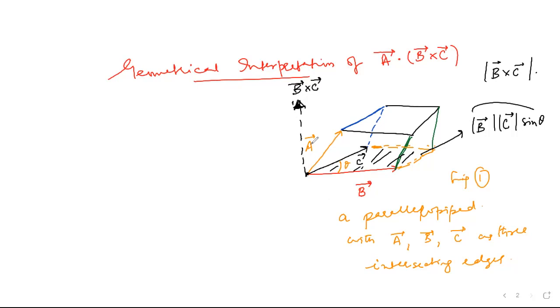Let the angle between A and B cross C vector be phi. So this is B cross C, the area of the base is the magnitude of B cross C, and the angle between A and B cross C, we say let it be phi. Now let us find the volume of this parallelepiped.